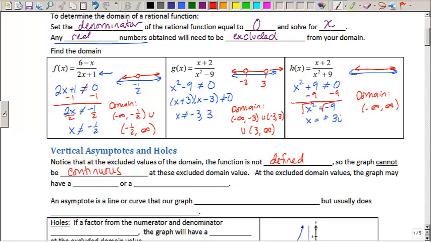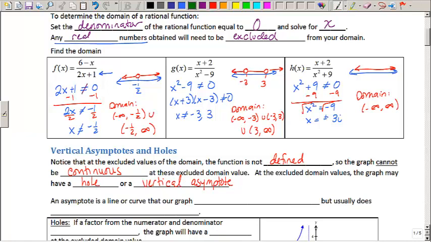So my first function, something weird has to happen at negative 1/2 because the graph of the rational function can't go through negative 1/2. It is not defined there. For my second function, I'm not defined at negative 3 and I'm not defined at 3. So because my graph can't be defined at these two values, something weird has to happen. And there's one of two things that can happen. At the excluded domain values, the graph may have a hole, making it non-continuous, or it may have a vertical asymptote.